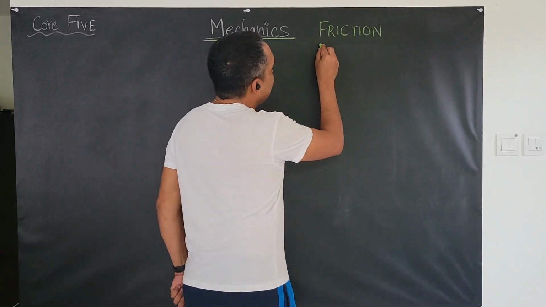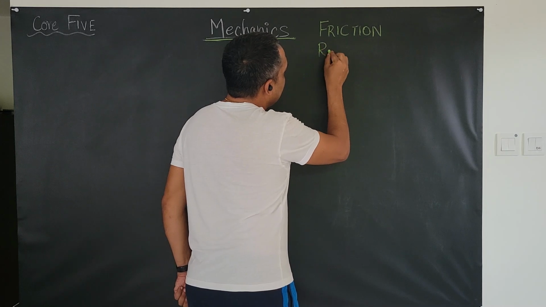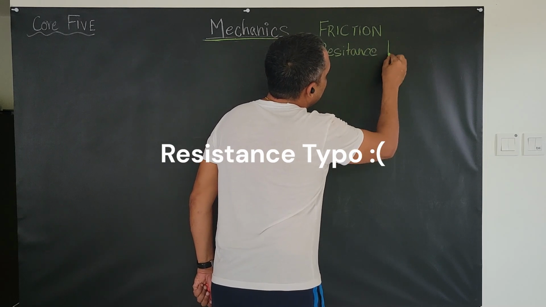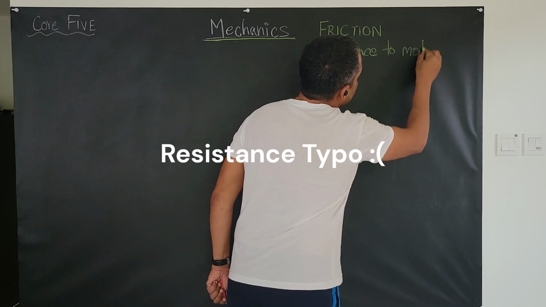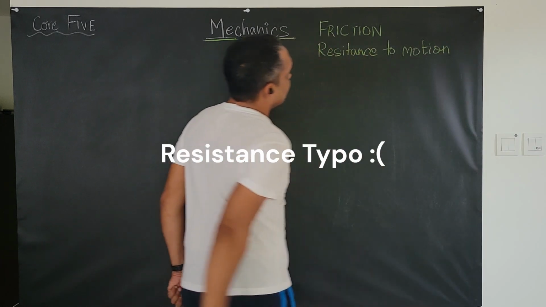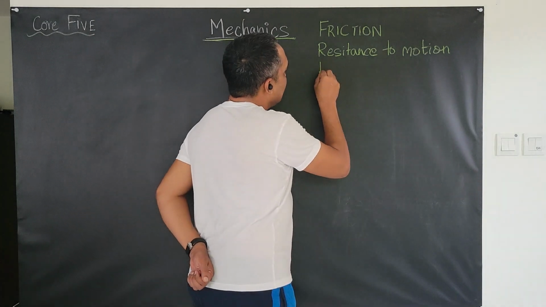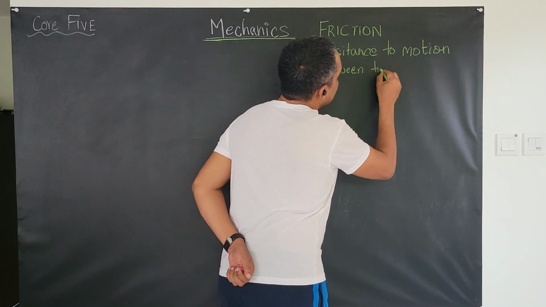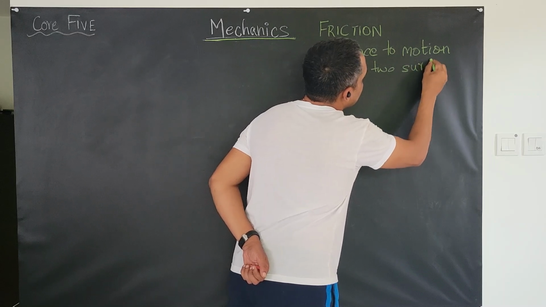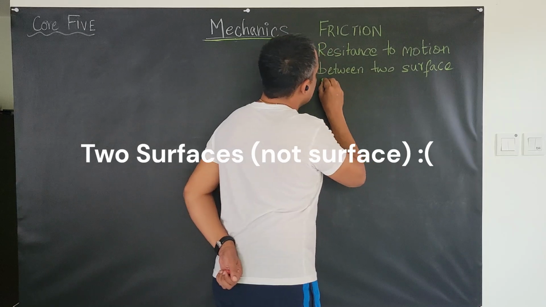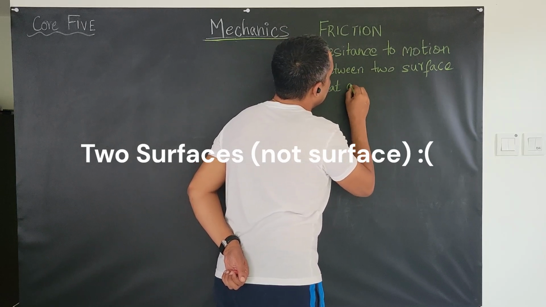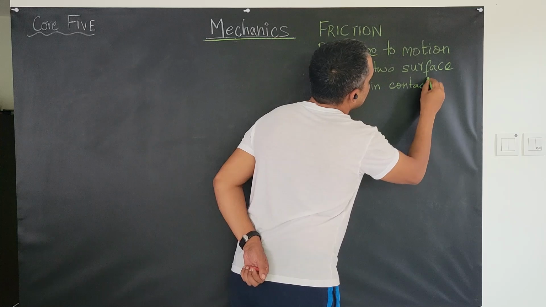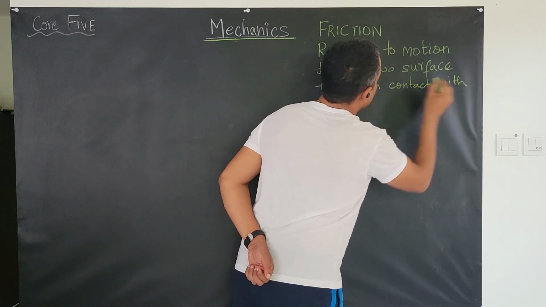So friction, you could very simply say, is the resistance to motion between two surfaces that are in contact with each other.